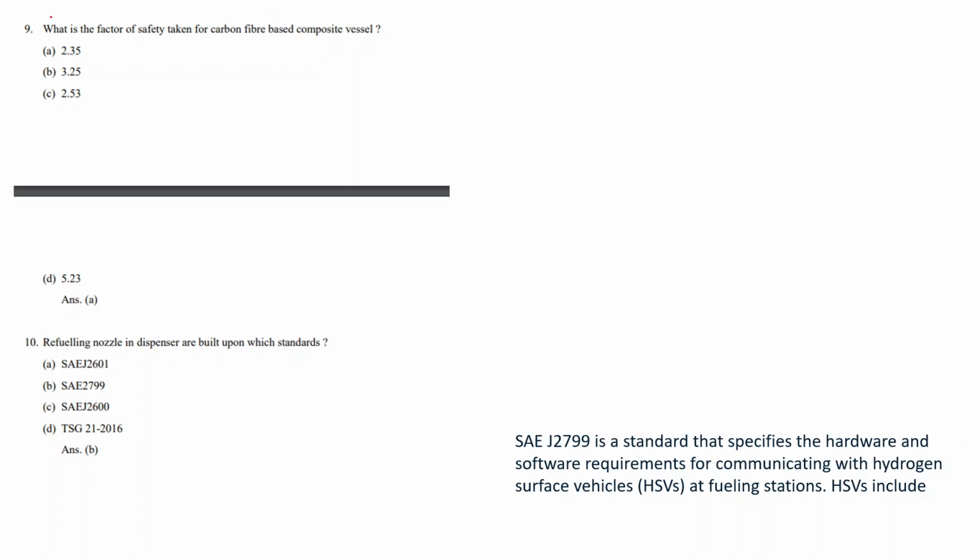What is the factor of safety taken for a carbon fiber based composite vessel? The carbon fiber has very high strength. Okay, for any high pressure tank or any high quality, high strength tank, they use carbon fiber composite. You just remember these things. Carbon fiber composite has a very high strength. So what is the factor used? The factor is 2.35. This is the 2.35.